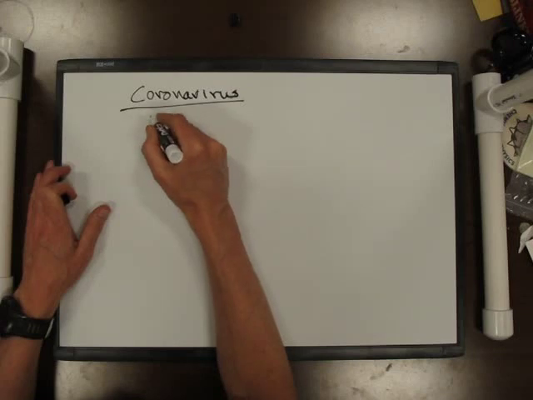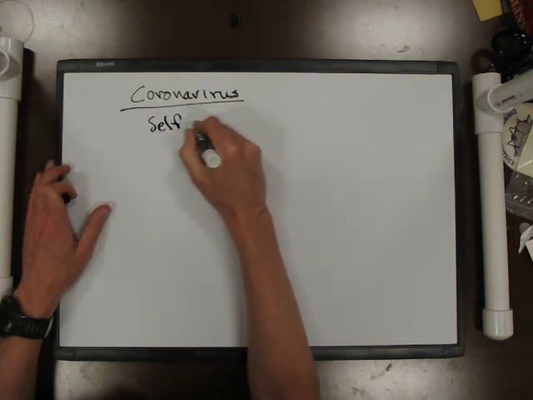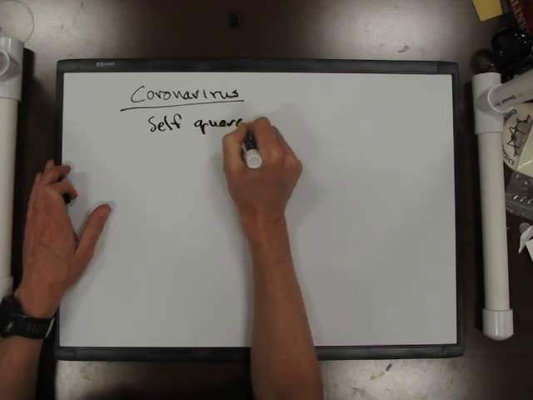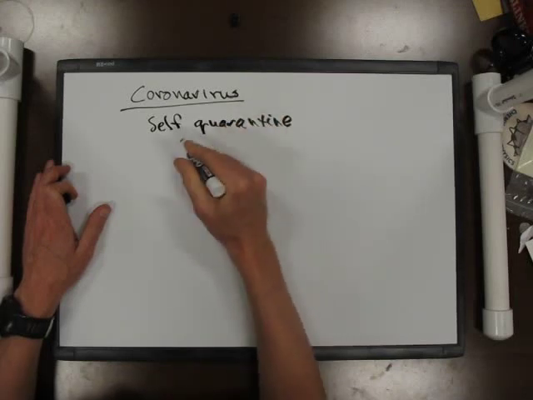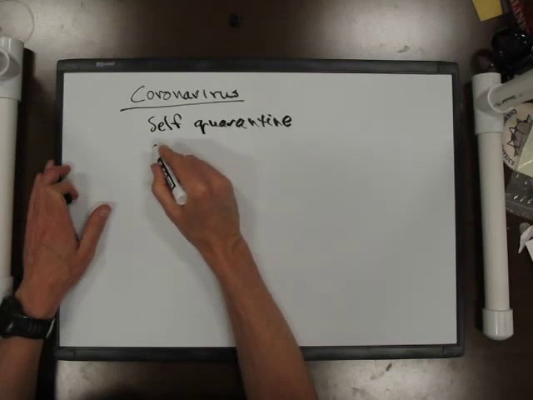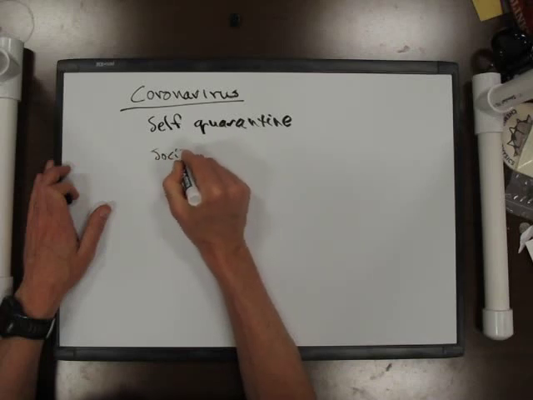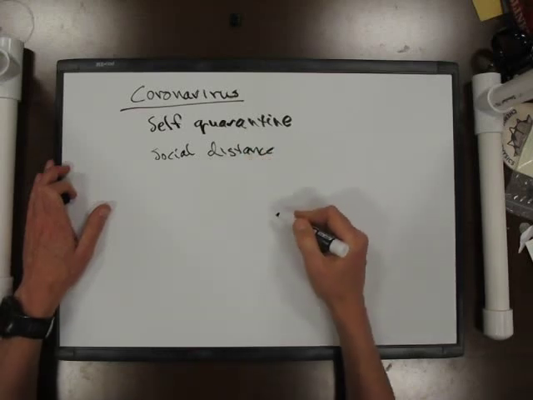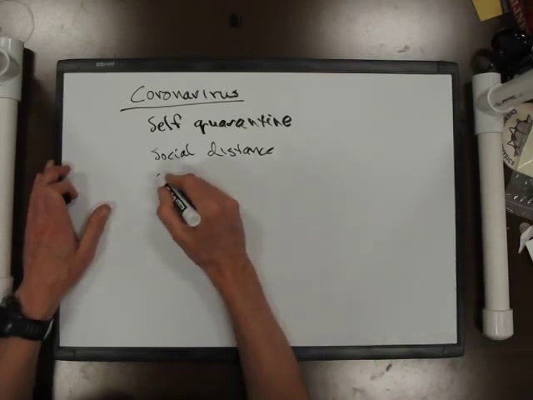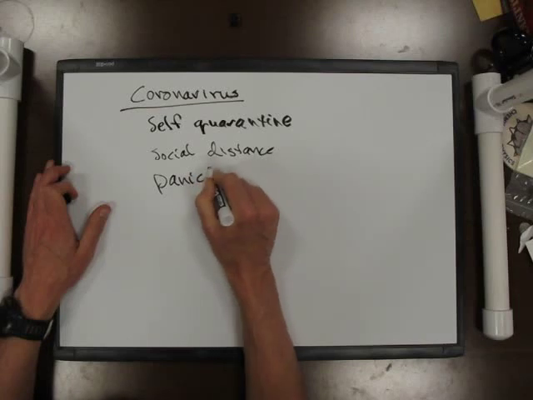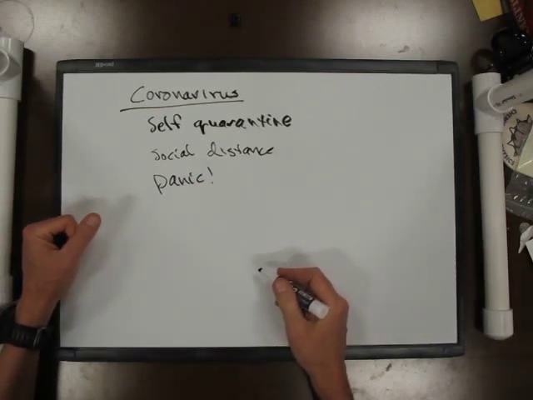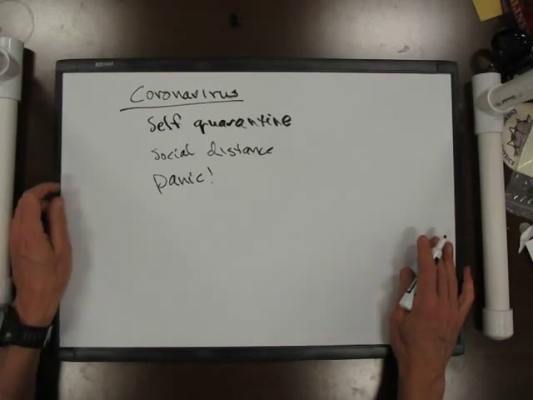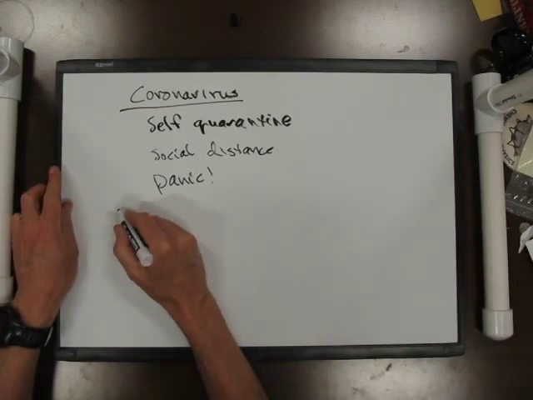subjects like self-quarantine, social distance or social distancing, and maybe panic, stuff like that. And as the example, I'm going to say, look, suppose we have a virus.